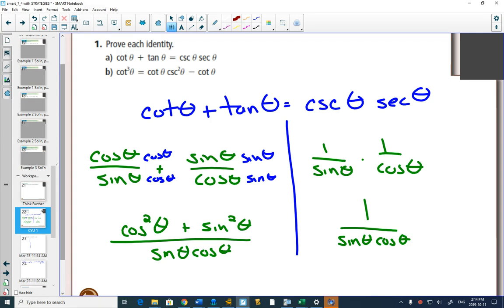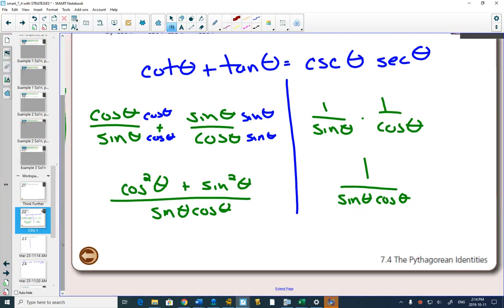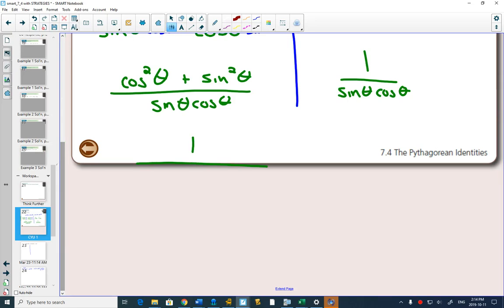But we're not done yet. In the past, when we did that, they turned out to be equal. But right now, on the one side, I have 1 over sine theta cos theta. On the other side, I have sine squared plus cos squared theta over sine theta cos theta. Is there anything I can do? Cos squared plus sine squared, that's a big idea. That's equal to 1. So we can change that to 1. And what do you know? Our proof is done.